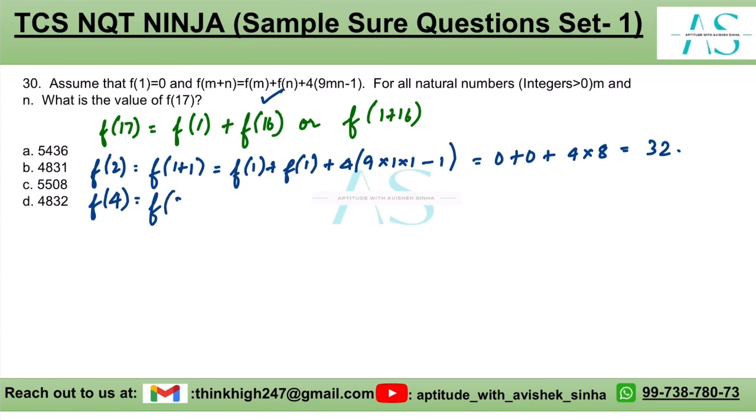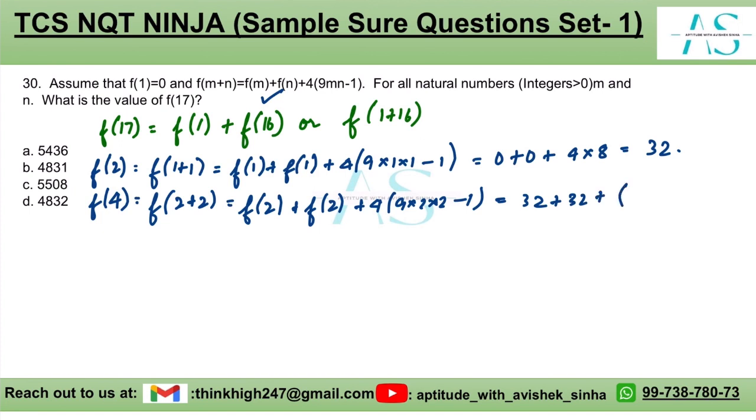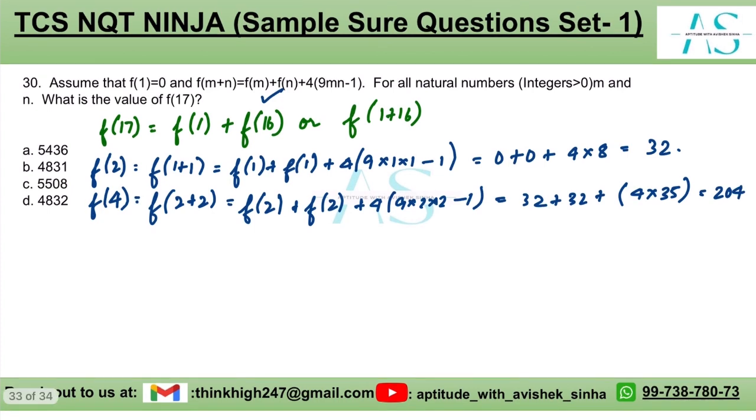Proceeding in this manner, we can calculate the value for f of 4. This is f of 2 plus 2. So we can write this as f of 2 plus f of 2 plus 4 into 9 into 2 into 2 minus 1. So f of 2 is 32, so 32 plus 32. Then we have 9 into 4, 36 minus 1, 35, 4 into 35, and the resultant comes down to 204. Proceeding in this manner, we can take out the value for f of 8, and after that the value of f of 16, and this comes down to 4260.